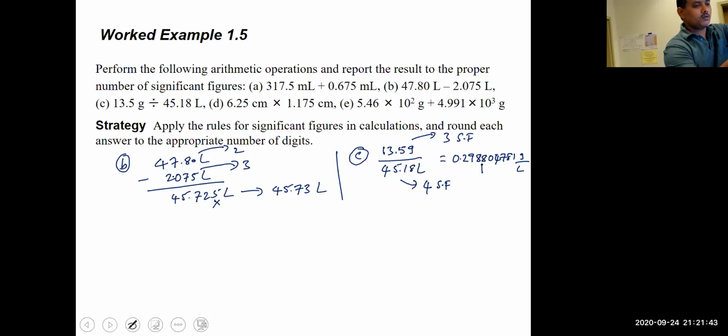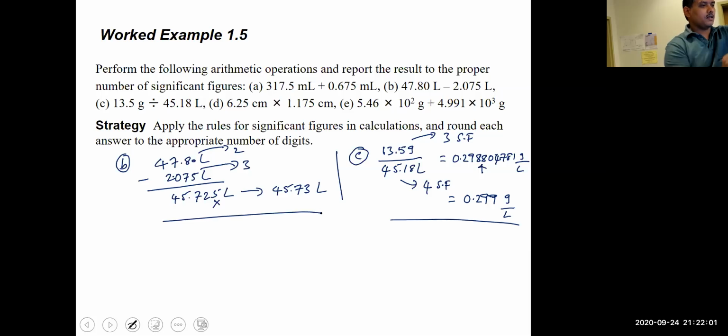So I'm going to drop the fourth number, 8. So 8 is a number between 5 and 9, so I'm going to round up to 9. So 0.299 grams over liters.